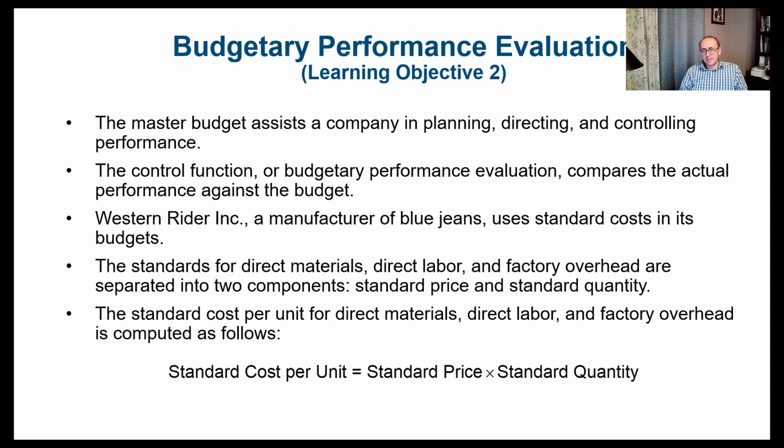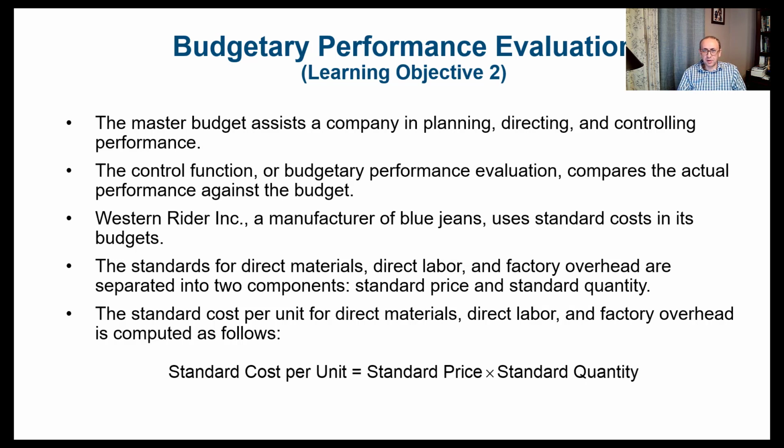So this is slightly intense, if I can call it intense, because we have to pay attention to the little details here, and we're going to build on it. And this is where we are going to see how we're going to evaluate the budgetary performance. So the master budget assists a company in planning, directing, and controlling performance. The control function, or budgetary performance evaluation, compares the actual performance against the budget. That's the main purpose here for the control function, or what we call the budgetary performance evaluation, is to compare our actual performance to what we had in the budget.